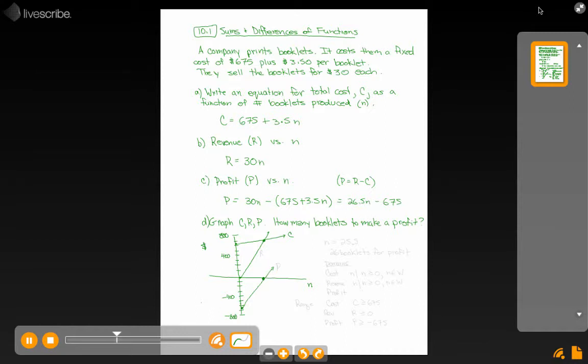Now for revenue, this one has a slope of 30 and goes through the origin, so it's going to be a bit of a steeper graph, and looks something like that. So there's my revenue function. Now our profit function has a y-intercept of negative 675, and a slope not quite as steep as the one we just had, but fairly similar, and looks something like that, profit.